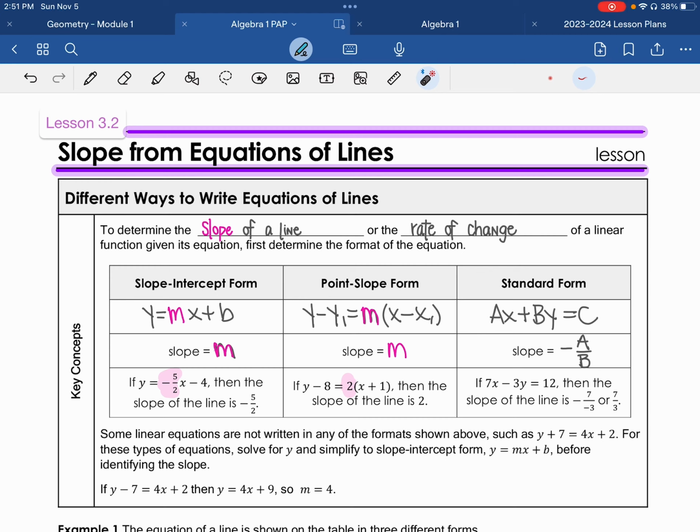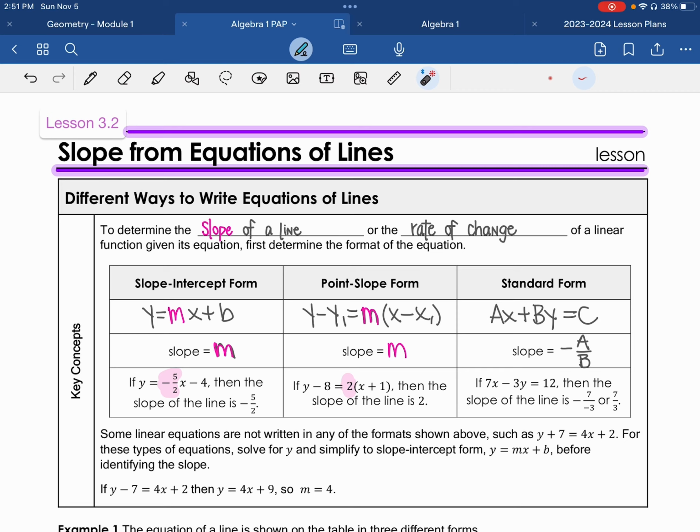In this case, we see that we have a 7 and a negative 3, so we're going to say negative 7 over negative 3. We would simplify that because of the double negative. It would become positive 7 over 3. A little bit of work to do here in standard form, but we can still find the slope.